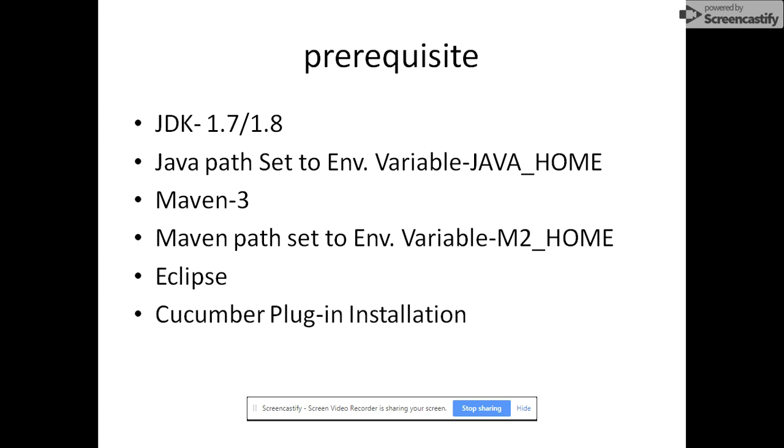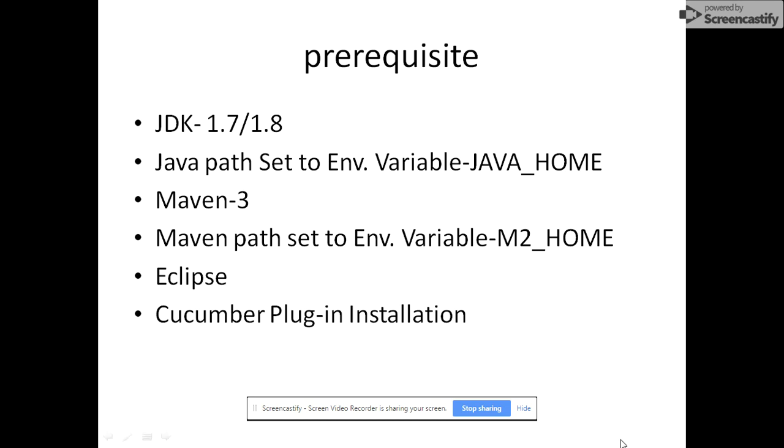Then you need Maven 3, which you can also download from Google, and set an environment variable for M2_HOME. You need Eclipse, you can take any version, the latest version, Mars, Neon, or other newer versions that have come. Then we are going to install the Cucumber plugin into Eclipse.